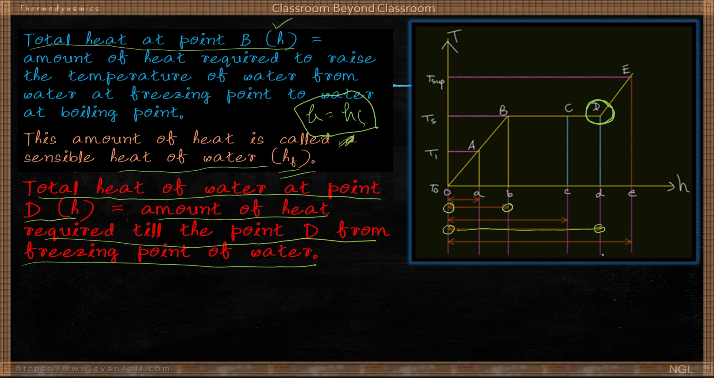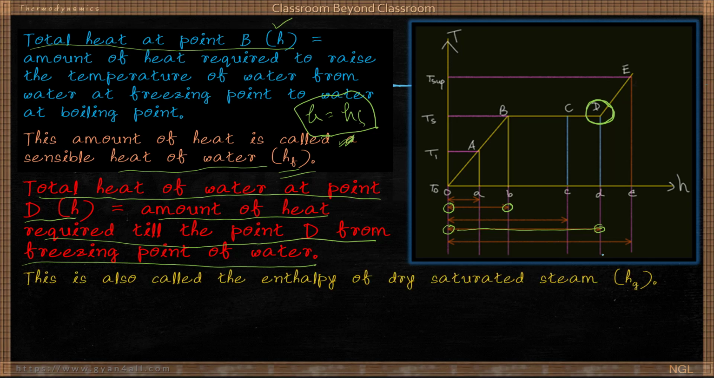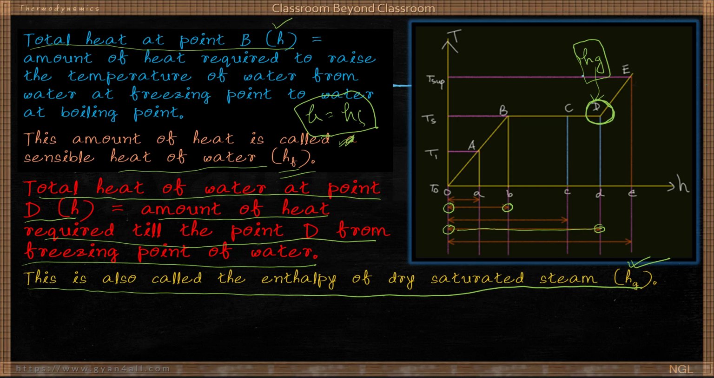So the total heat of water or steam is different depending upon the condition at which the steam or water is. Accordingly, the total heat will be different. Now at point D, that means dry steam, this is also called the enthalpy of dry saturated steam, and it is represented by hg. So at point D, it is hg. Total heat of dry steam, or you can say enthalpy of dry saturated steam.